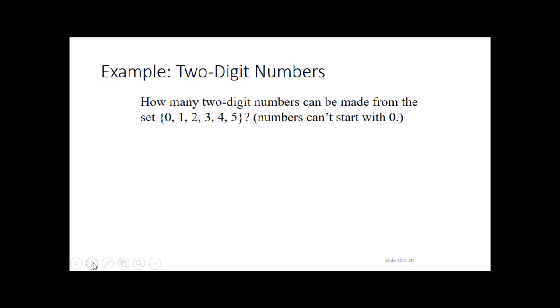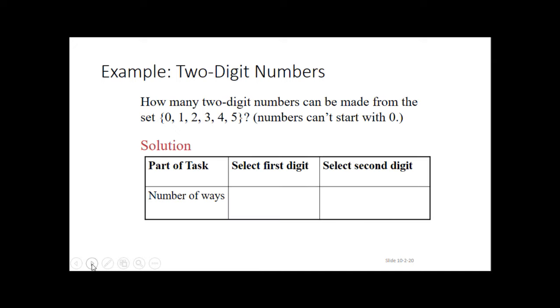By the way, whenever I say a 2-digit number, a 3-digit number, or so on, you can't have a 0 as the first digit, okay? Because then it would become a 1-digit number, basically. 0, 1 would just be 1, right? So in any case, we're going to break the task down into 2 parts. The 2 parts are going to be choosing the first digit and choosing the second digit.